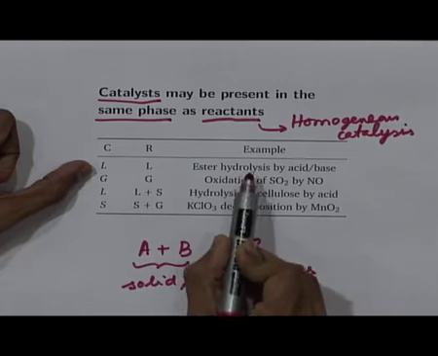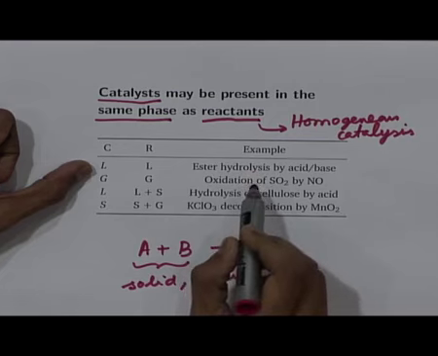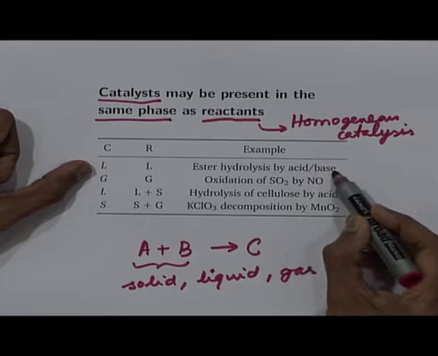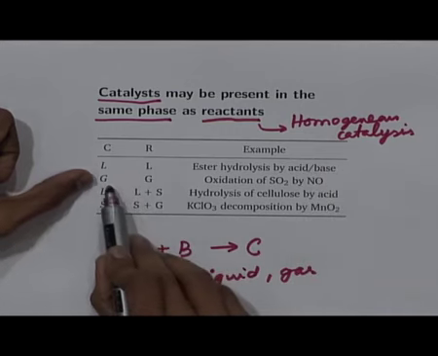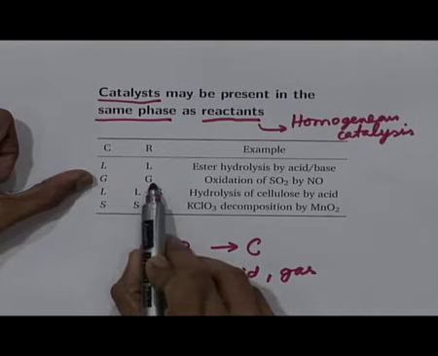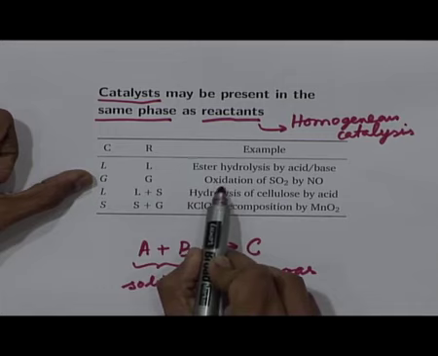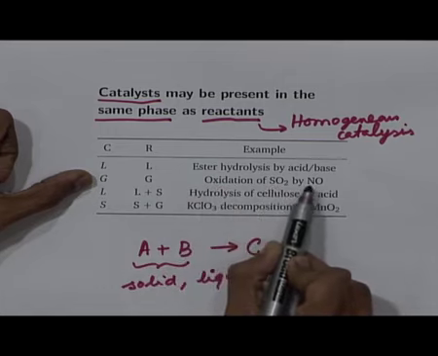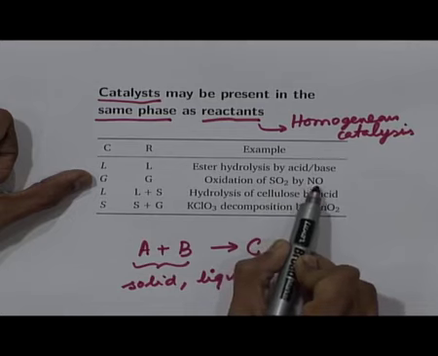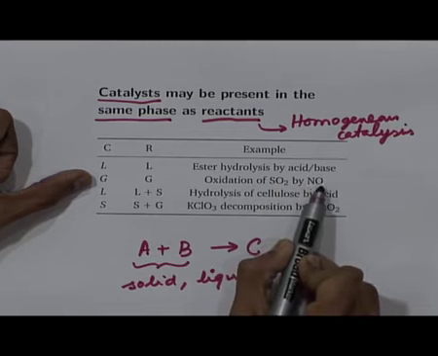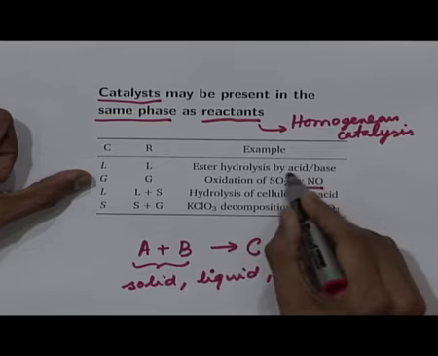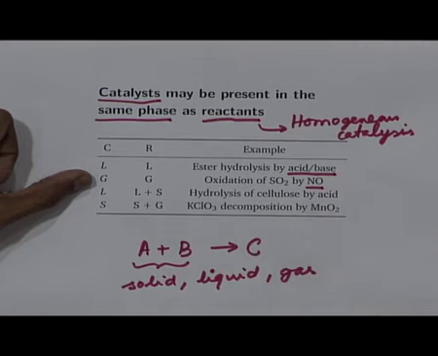So, this is ethyl acetate hydrolyzed by water in the presence of either acid or base. That is one example. The catalyst could be in the gas phase and the reactants are also in the gas phase, and this is an example, the oxidation of sulfur dioxide by oxygen in the gas phase in the presence of nitric oxide, which is also in the gas phase. So, this is the catalyst here. Here is the catalyst that I have underlined.